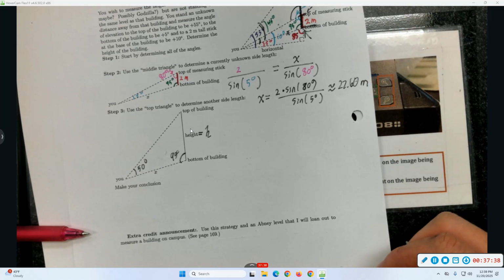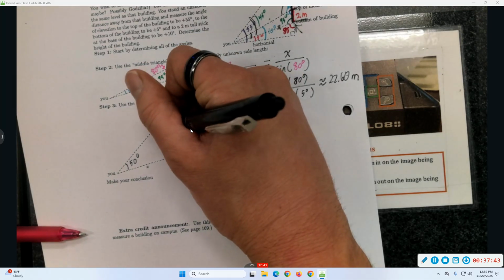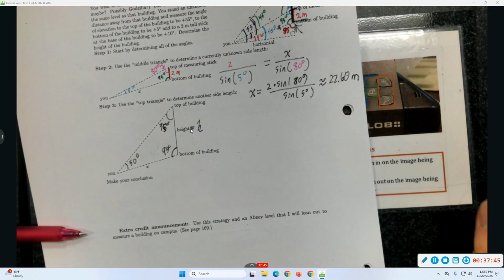Okay. And 35 for the top angle. And 35 degrees for the top angle. All right, cool. Is this enough information for us to work with?